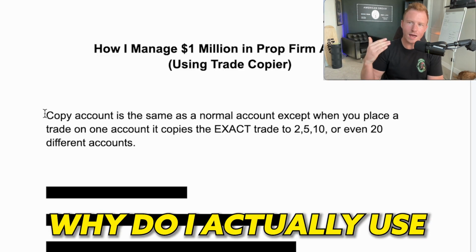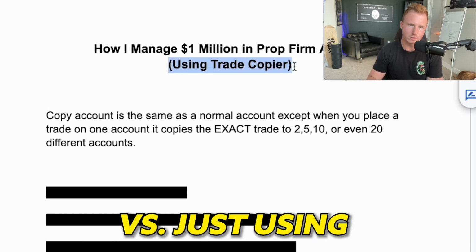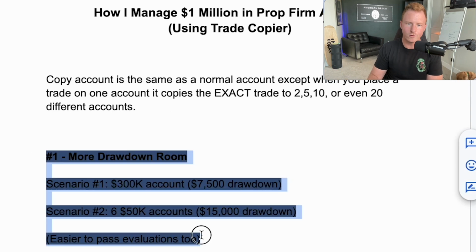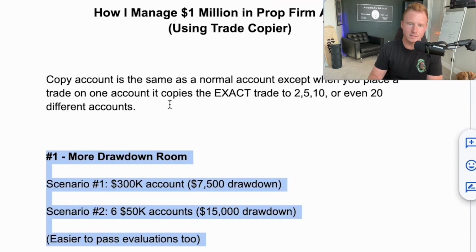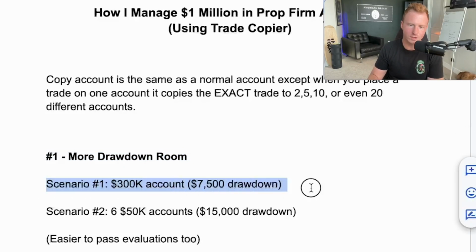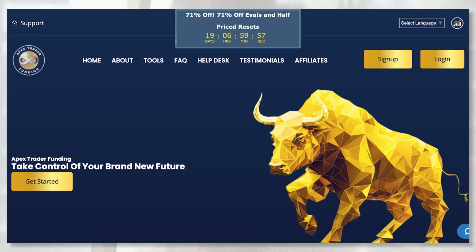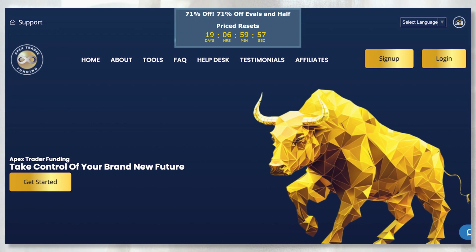So why do I actually use 20 different accounts? Why do I use this Trade Copier versus just using one big account? Well, the first reason is that you get more drawdown room. So if you decide to get, let's say, a 300K account, and for those of you that don't know, I use a trading prop firm called Apex. This is the one I like. They always pay out on time, they have pretty simple rules, and they don't go back and forth changing them.